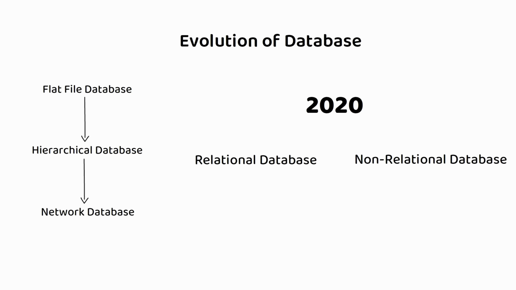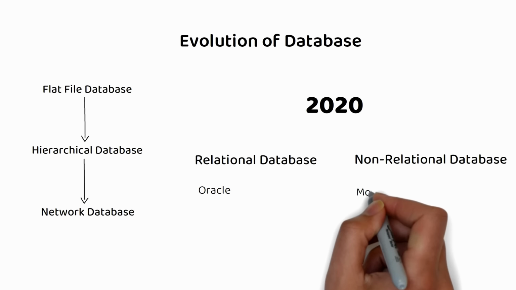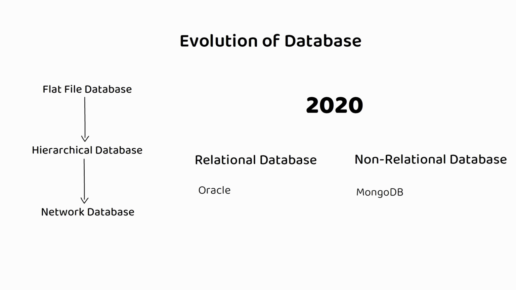Oracle is the most widely used relational database, whereas MongoDB is the most widely used non-relational database. Let's briefly look at each of these database types.